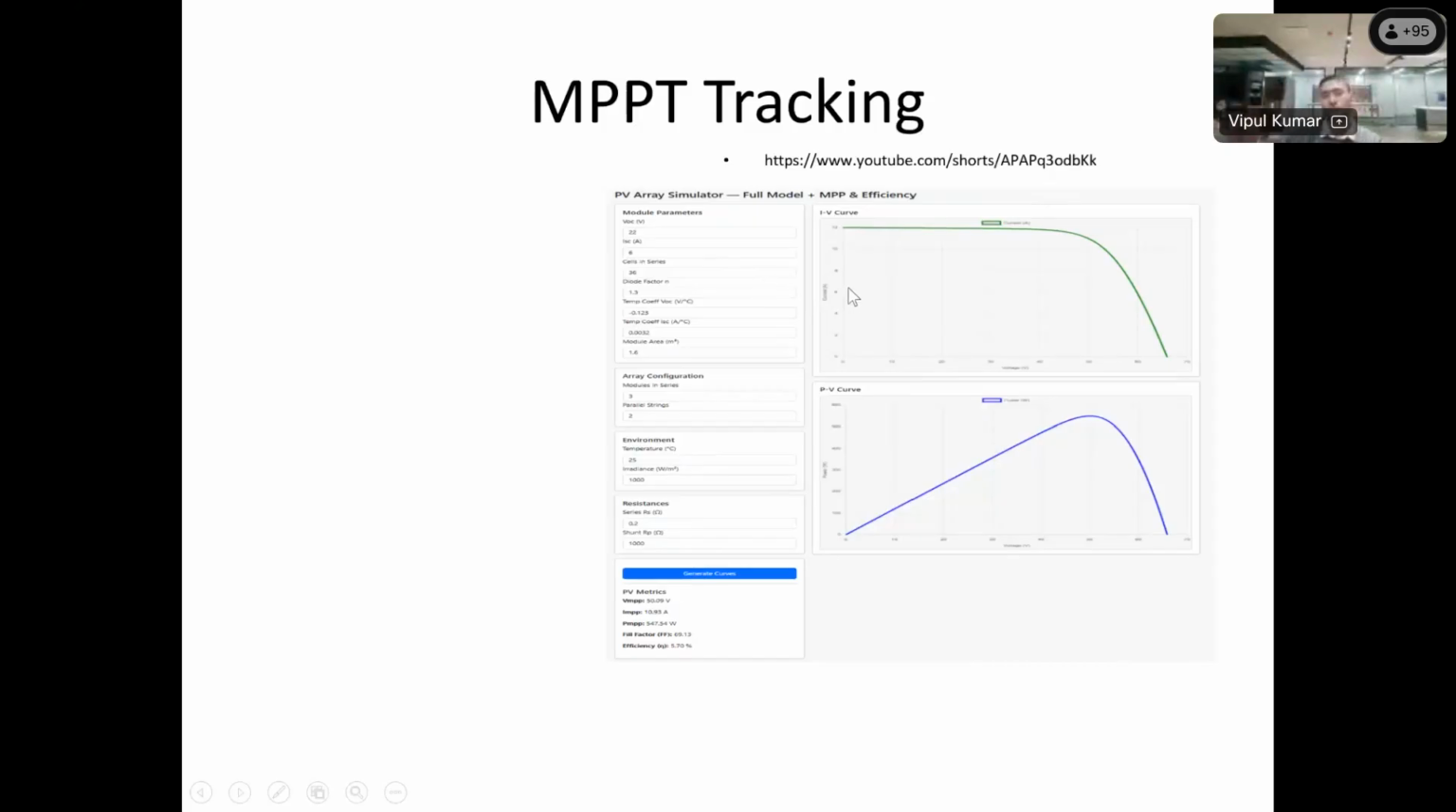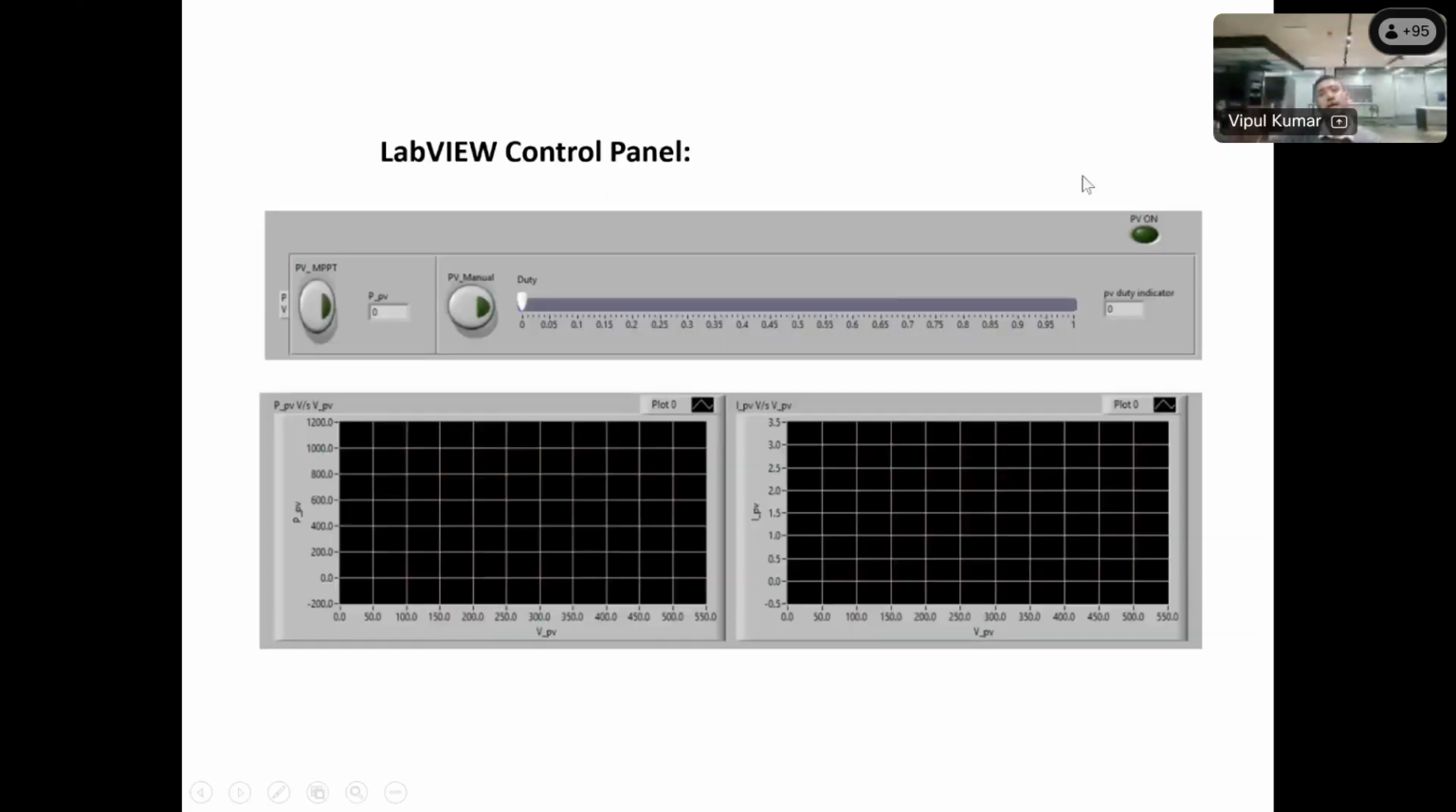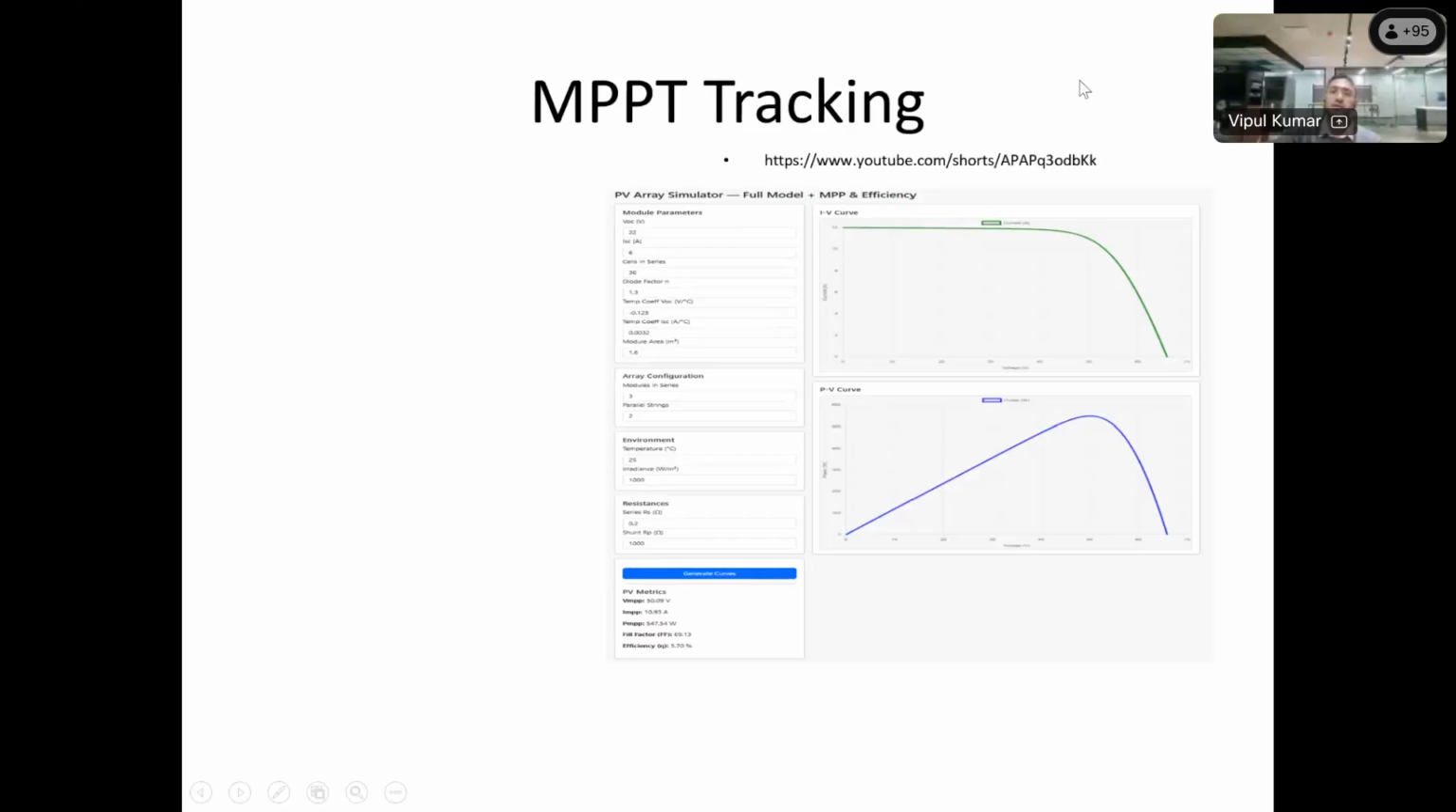This software is the solar array simulator software, and this is the measuring software in LabVIEW. So this is the MPPT solar array simulator software. We can change parameters like how much voltage and current you can set. You can set the module area, and if you want to make series and parallel connections, you can put here how many in series and parallel.